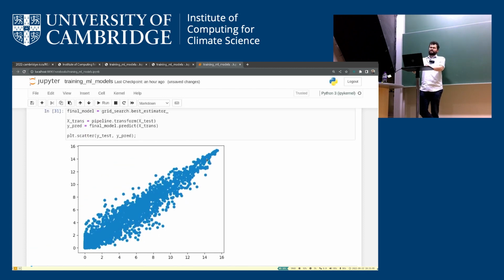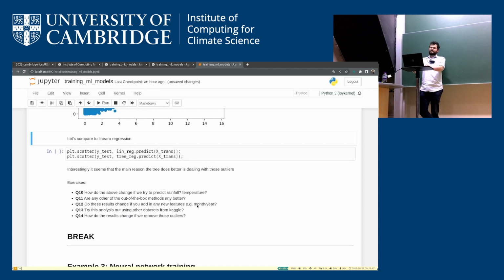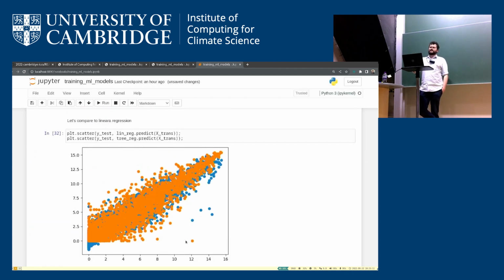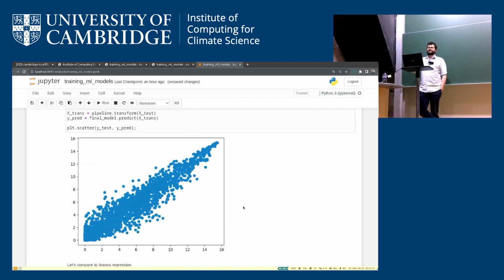And this here is the main difference. So it does a little bit better because it's good at dealing with these outliers, but it's still not great. It is quite hard to predict sunshine in Britain, is the short answer to these questions.